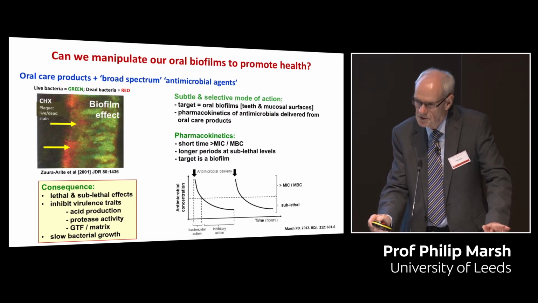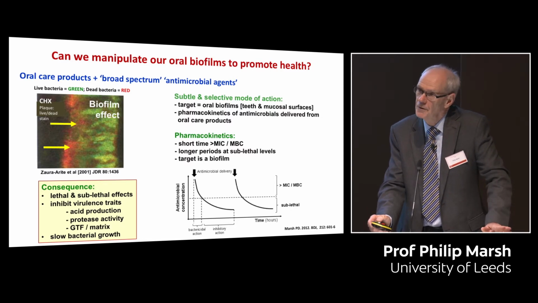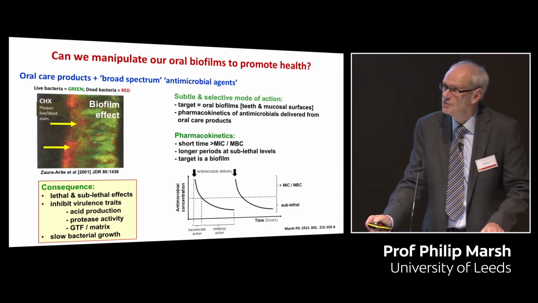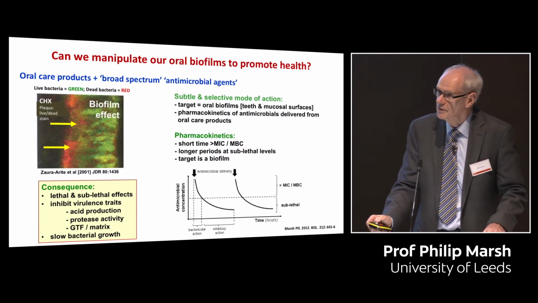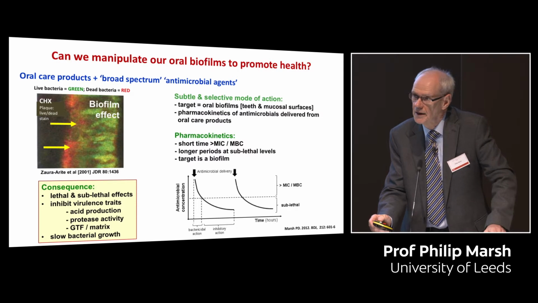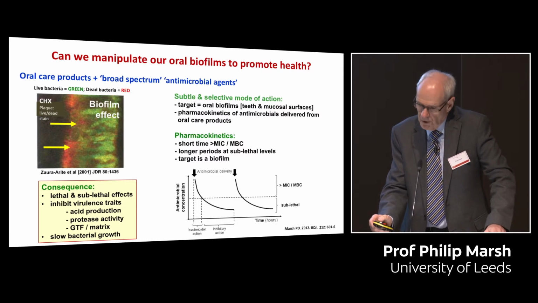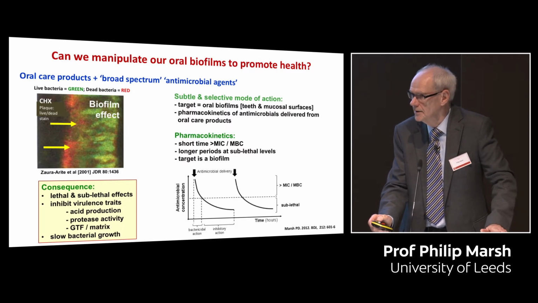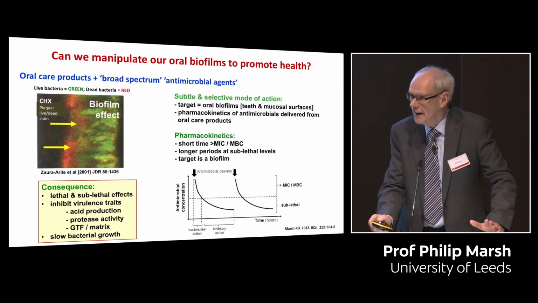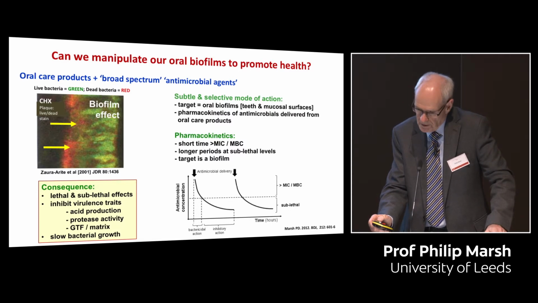So here we have a slide from early work by Professor Zaura, where she looked at a biofilm in the mouth that had been stained with a live dead stain, where viable bacteria appear green and dead bacteria appear red. Chlorhexidine has been applied to the surface, and you can see the effect of that agent, described as being broad spectrum, is really on the outer layers. So its effect, if used regularly, would be just to knock back the biofilm, not eliminate it.